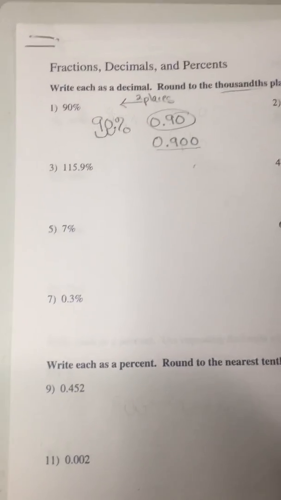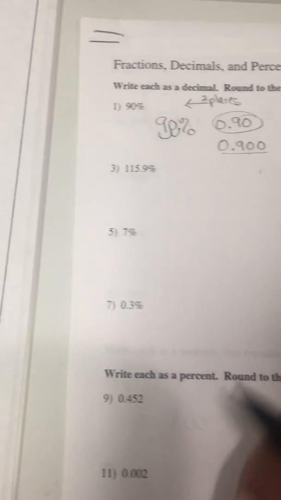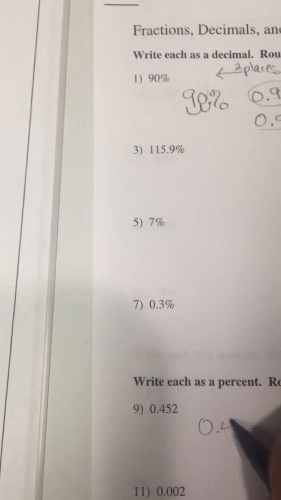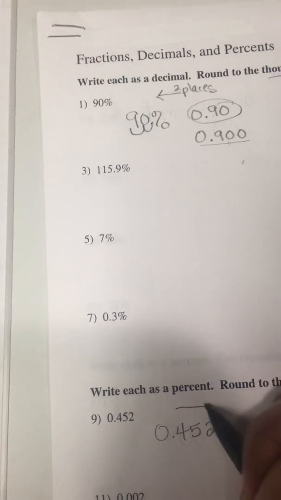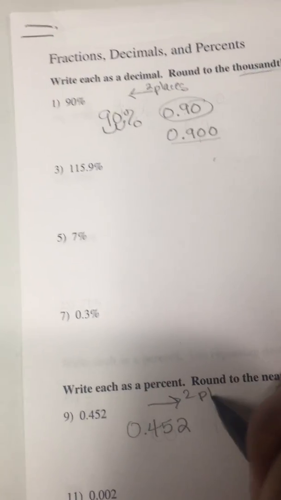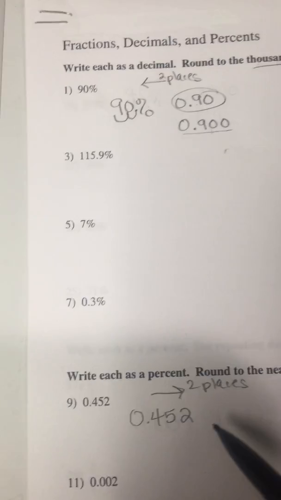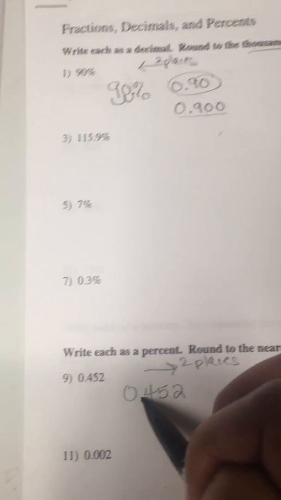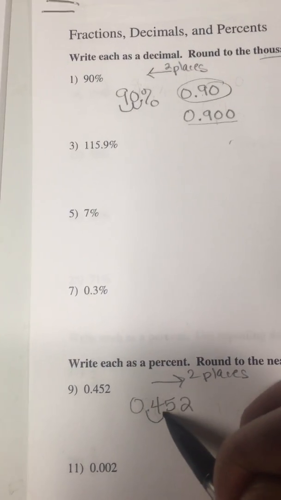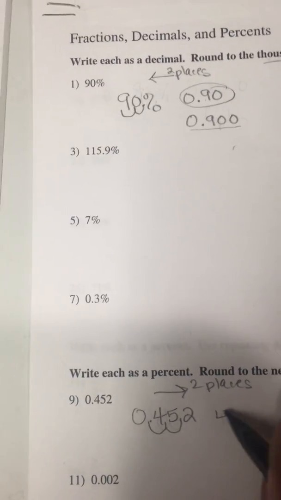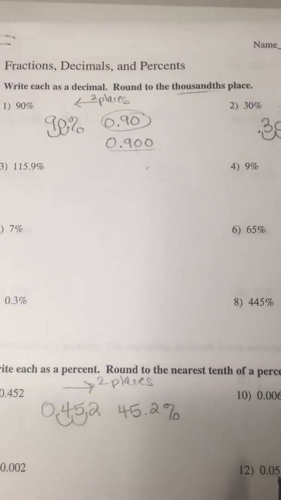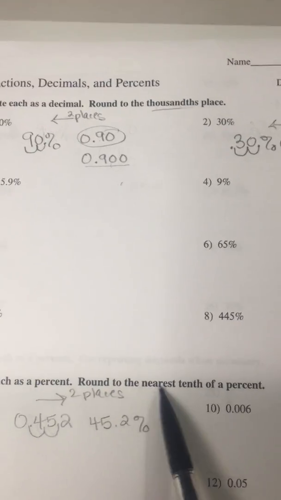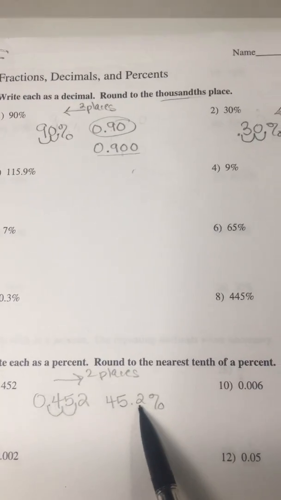Many of you like to multiply by 100, which is absolutely fine. So you have 0.452, and it is a decimal. We just want to move that decimal 2 places to the right. 2 places. So if I'm here in between the 5 and the 2, I want to move it twice. So that's 1 and 2. So that will be 45.2%. Okay. And notice that it said round to the nearest tenth, which means you have one number behind the decimal.